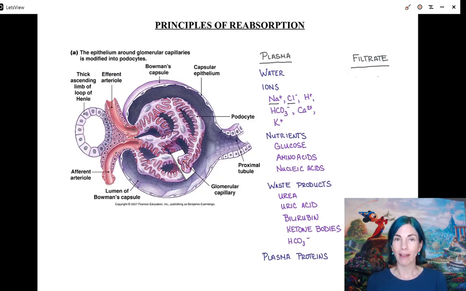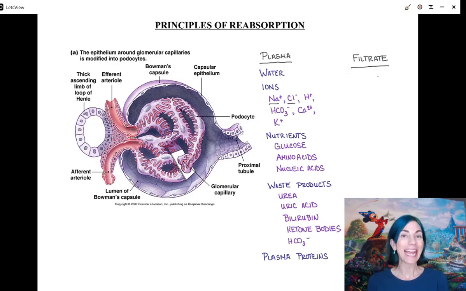This particular lecture is just going to introduce you to some major concepts of reabsorption so that you have a good foundation to build upon when we explore how reabsorption happens in the various sections of the nephron. So in this lecture, we're going to address what is in filtrate when we start, and what basically happens to that filtrate as it moves through the nephron in terms of volume and osmolarity.